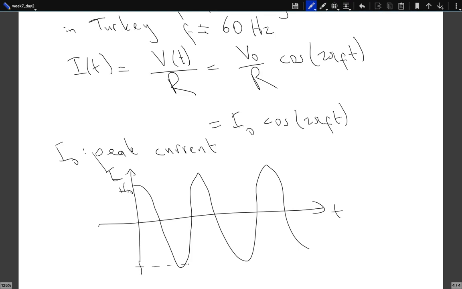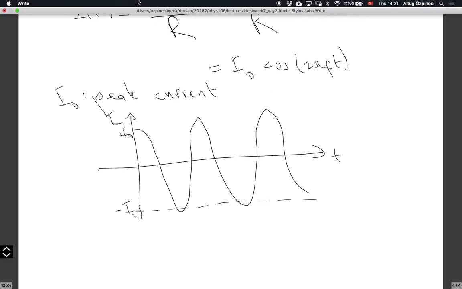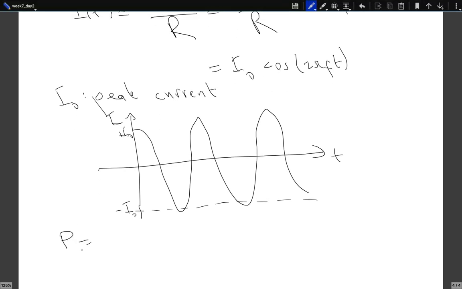It starts from I0, goes negative. Negative current just means it's moving in the opposite direction. So it changes between plus I0 and minus I0. Now, if you look at the power, well, the power for such a circuit, such a power source, will still be I times V. This is always valid. Whatever kind of source you have, power is always equal to I times V.